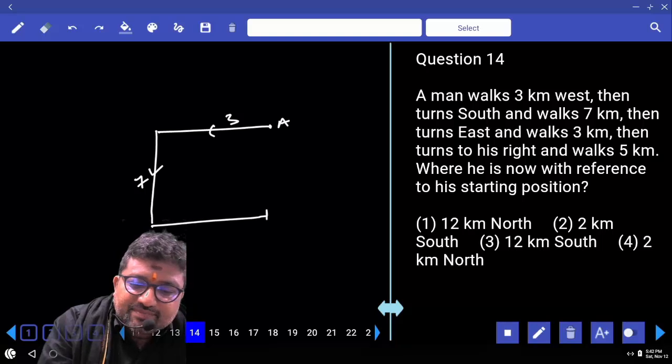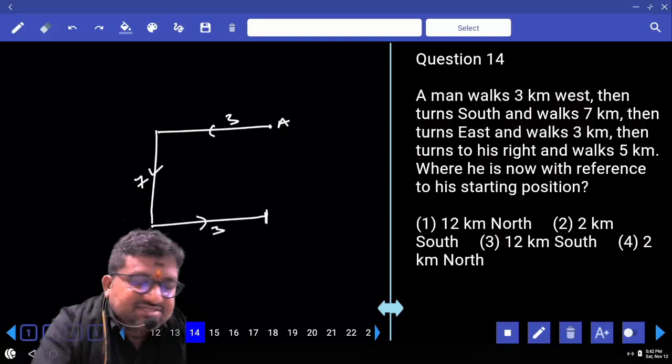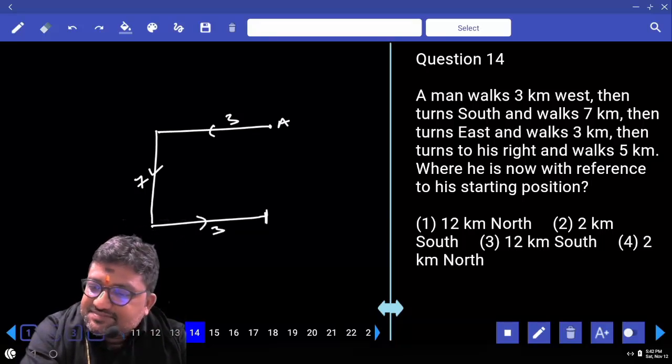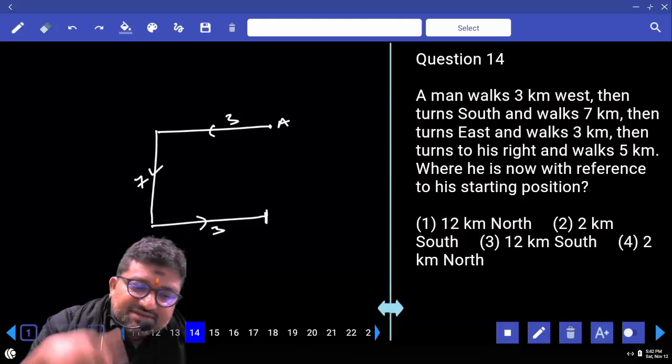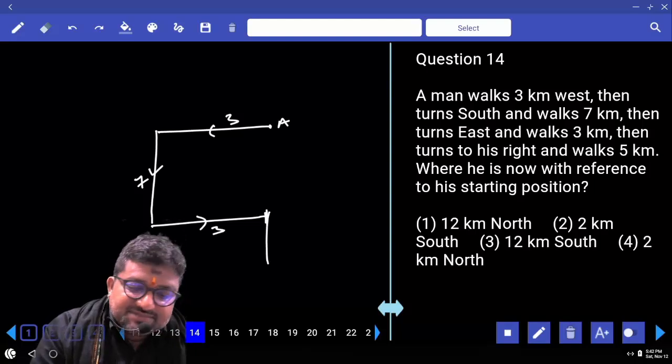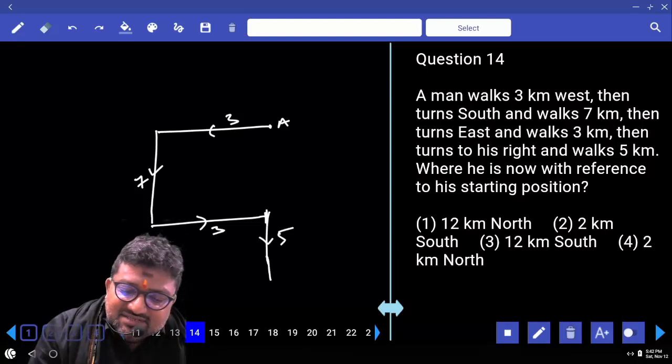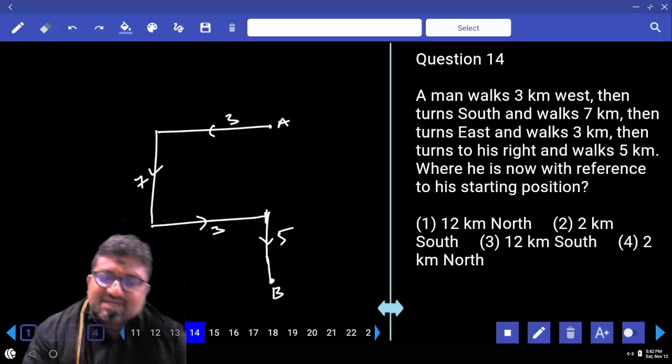This stop is exactly parallel to A because the distance is the same. Finally, he turns to his right and walks for 5 kilometers. You are supposed to go towards down, right, south. How many? 5. I'll call his ending point B. It's not given in the question, but I'm considering it.